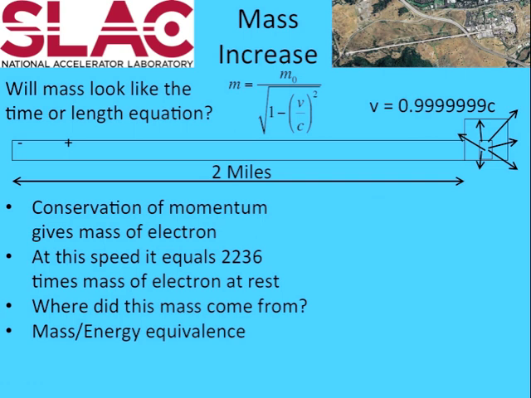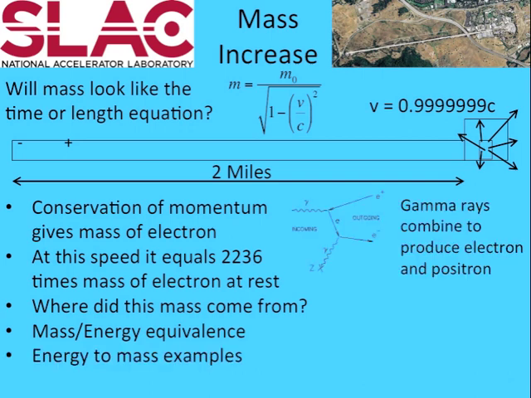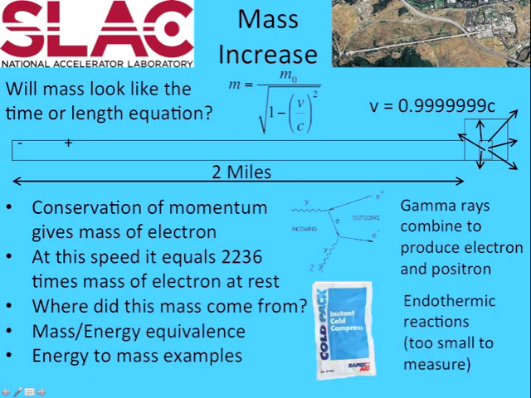Here are some examples of mass energy equivalence. Here we convert energy into mass. Two gamma rays can slam into each other and disappear and create a positron and an electron. A positron is the antimatter component of an electron. So before we didn't have any mass, we just had energy, and now we have two particles with mass.